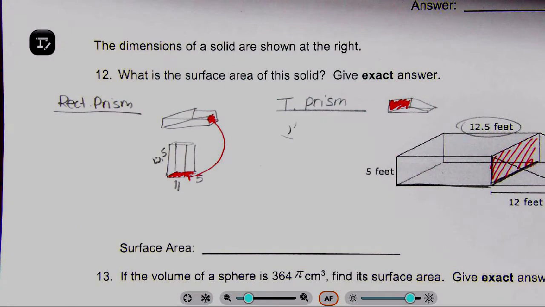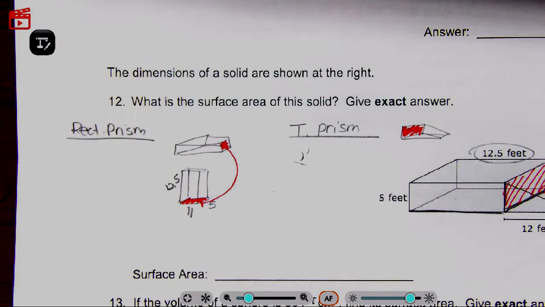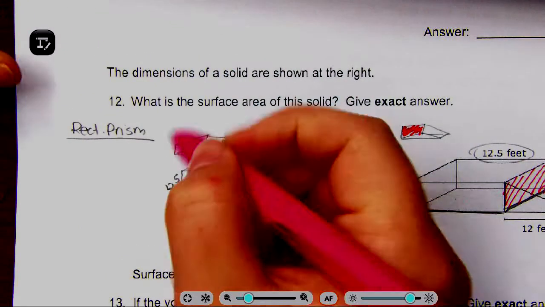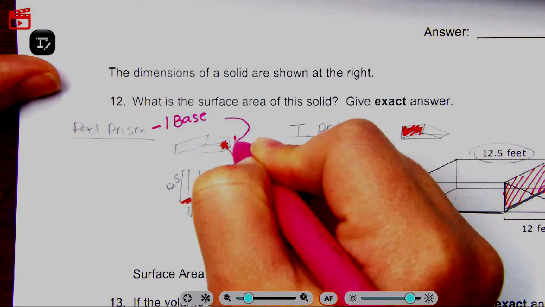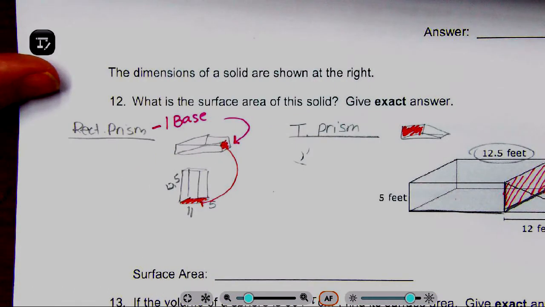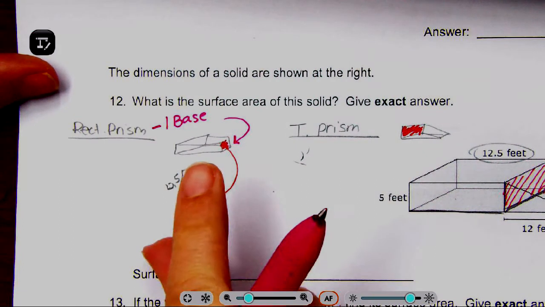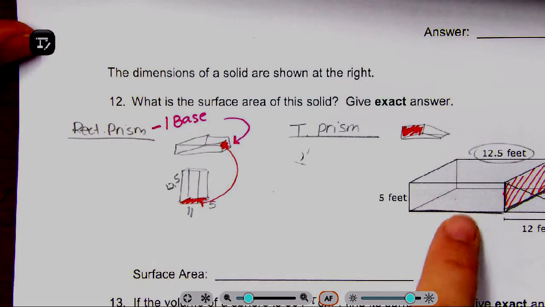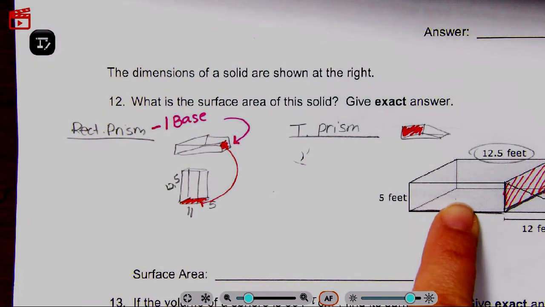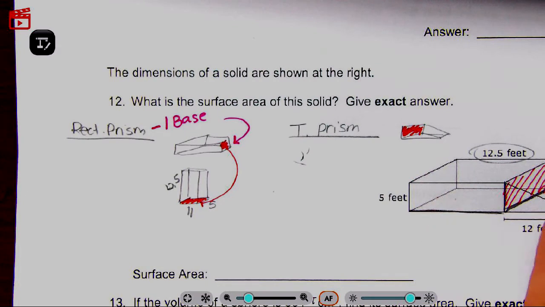And the reason I want to do that is because when we write out our formula, we now know we need to subtract one base, and we can only do that if we pretend to stand that rectangular prism up. You can't assume that this bottom piece is your base and then subtract that base, because you would be subtracting the wrong thing. Make sure that you're subtracting the correct area.